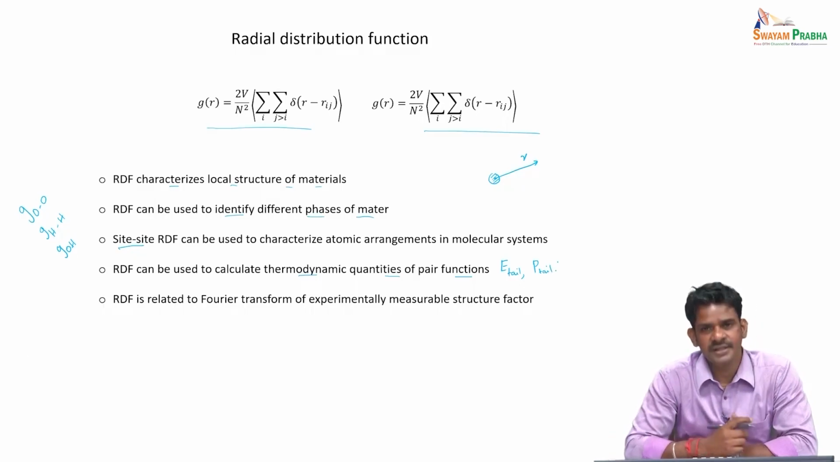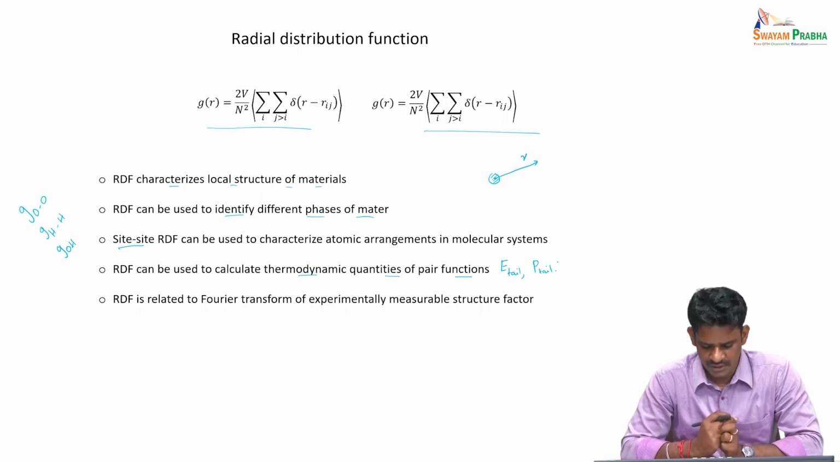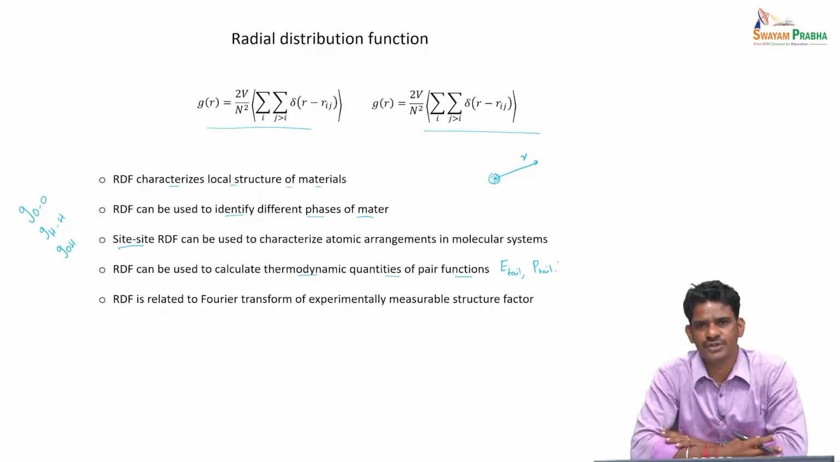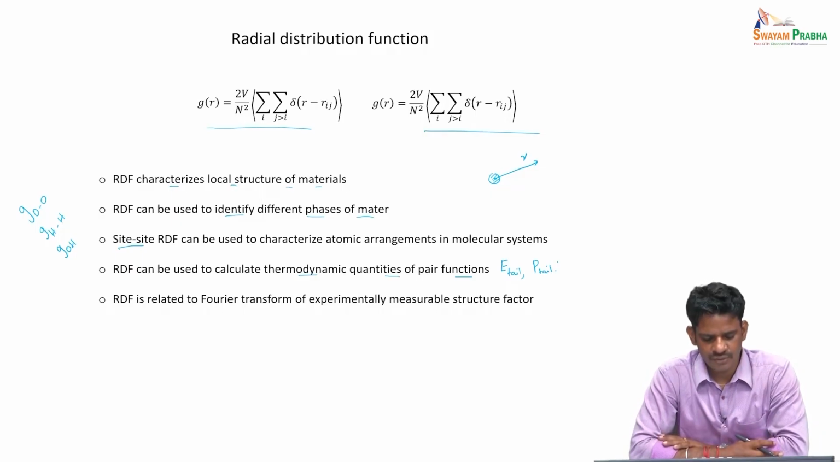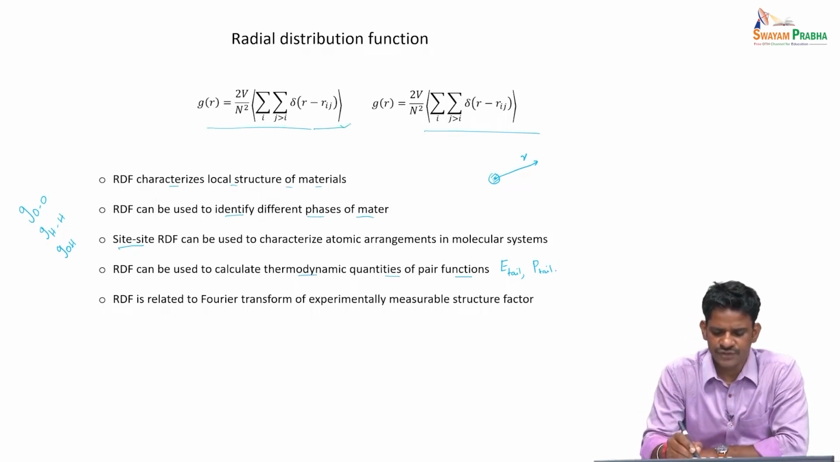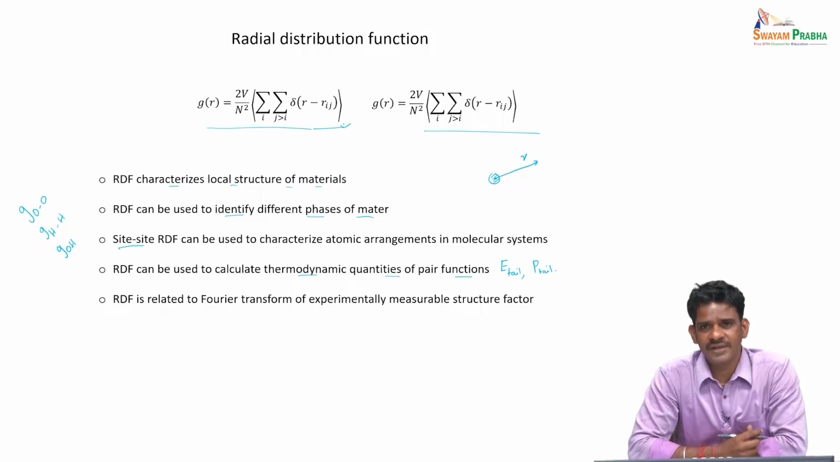And more importantly, if you take the Fourier transform of the RDF, it gives the structure factor, which is experimentally measurable using scattering techniques. So, in that sense, the radial distribution function is one of the most important structural characterizations one can think of, because it gives a wealth of information about the phases, local arrangements, corrections for long range truncations, and even a way to compare with experimental data. Because of this importance, we will see how this mathematical definition of g(r) is actually calculated in an MD simulation.